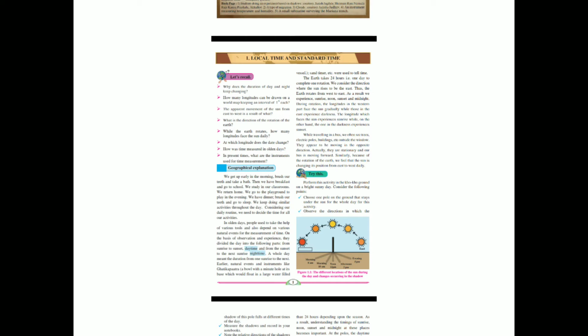Third question, the apparent movement of the sun from east to west is a result of what? The result is the rotation of the earth from west to east. Next question, what is the direction of rotation of the earth? The direction of the rotation of the earth is west to east. While the earth rotates, how many longitudes face the sun daily? 360 longitudes face the sun daily.